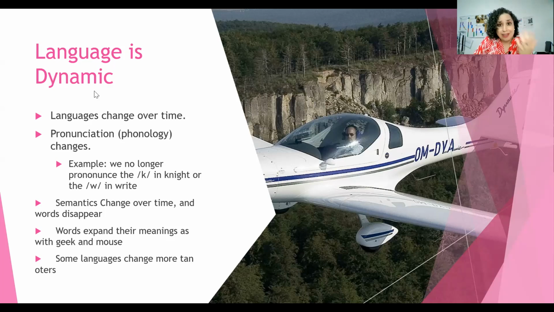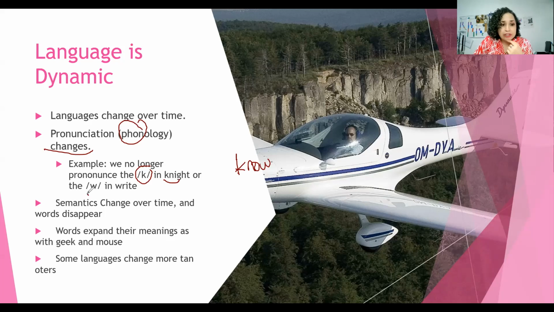The pronunciation then, the phonology, meaning the way it sounds, changes. For example, for English, we no longer pronounce the K in knight. We don't say k-night, we say night. It's the same for the words known or know. You don't say k-now or k-nowing. You say no, to know, at night.